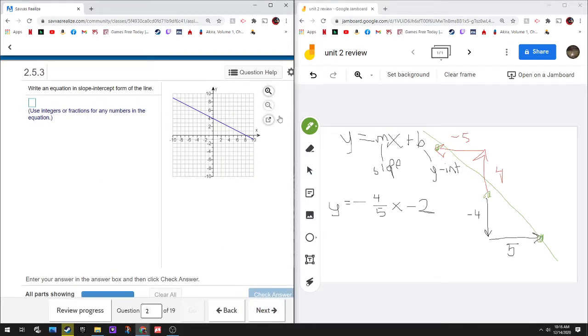Write an equation in slope-intercept form. So now we're doing the same thing, except instead of starting with the equation and drawing the line, I'm starting with the line and I've got to write the equation. So let's go. Y is equal to something x, and I don't know what's there yet, but I do know 1, 2, 3, 4. It looks like it's touching at 4, so we're going to say plus 4 on the end. And now I just have to figure out my slope.